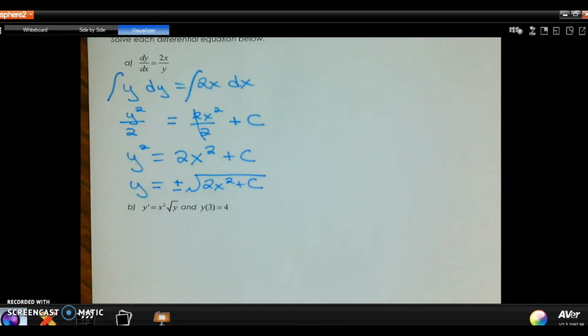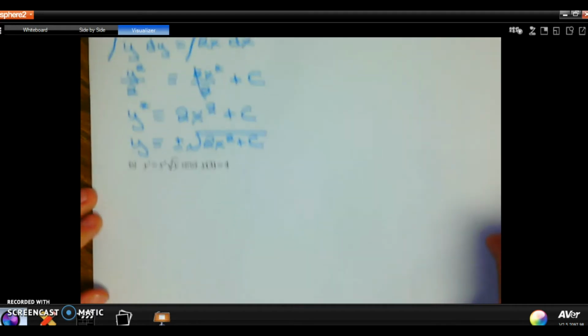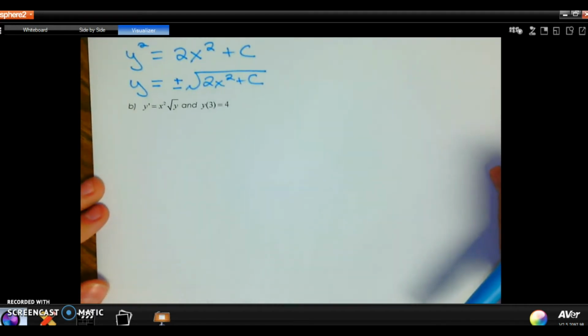So that technique is called separating the variables, and that finds the general solution. Notice in my general solution, I do have a plus c in my answer. All right, moving right along.